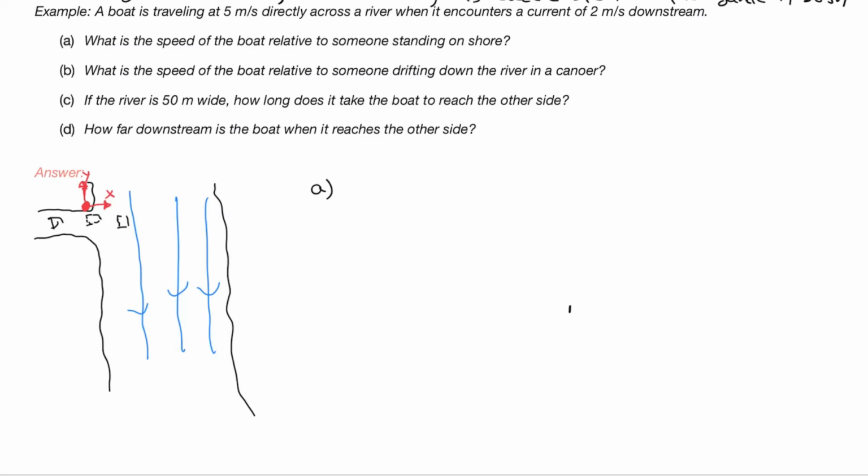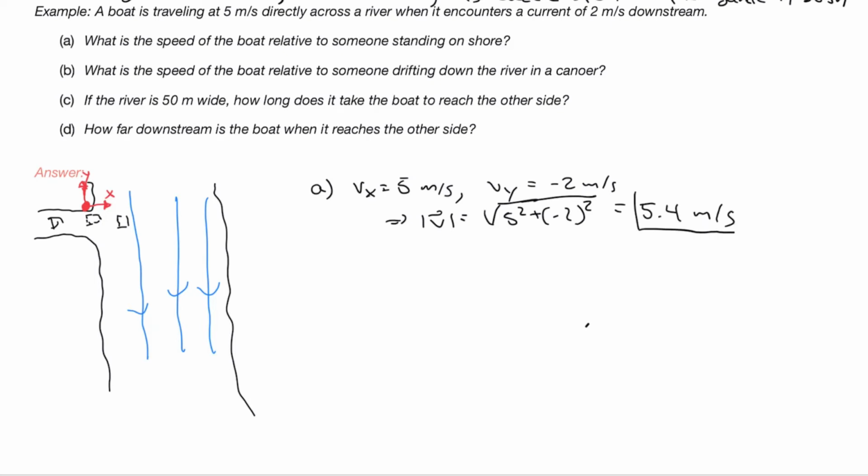Well, I can start to write down the relevant information, and I won't write down all the kinematic variables. There is no acceleration in this case because all the velocities are constant. And so the velocity in the X direction is 5 meters per second because the boat is driving directly to the opposite shore. And the velocity in the Y direction is -2 because it's drifting downwards with the current at a rate of -2 meters per second. When I find the speed by plugging this into the Pythagorean theorem, what I get is that the person on the shore will measure the speed of this boat as 5.4 meters per second.